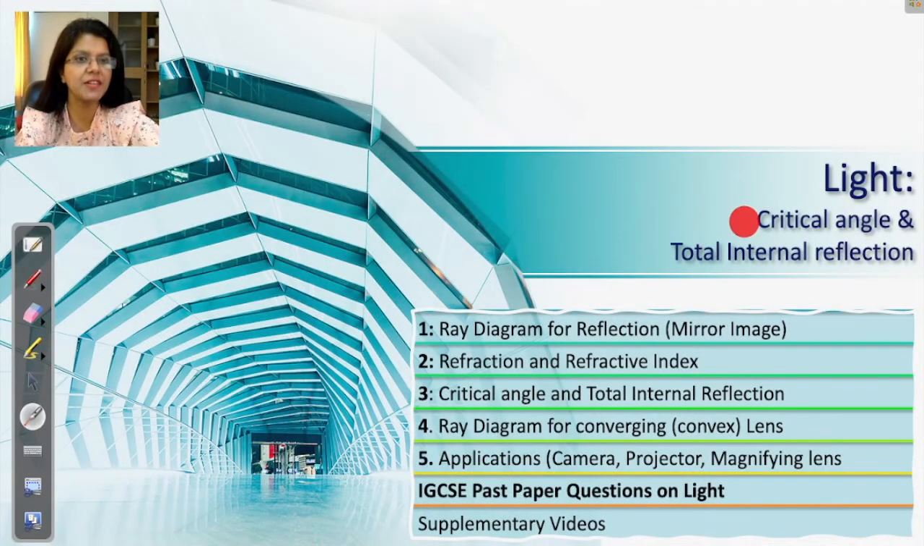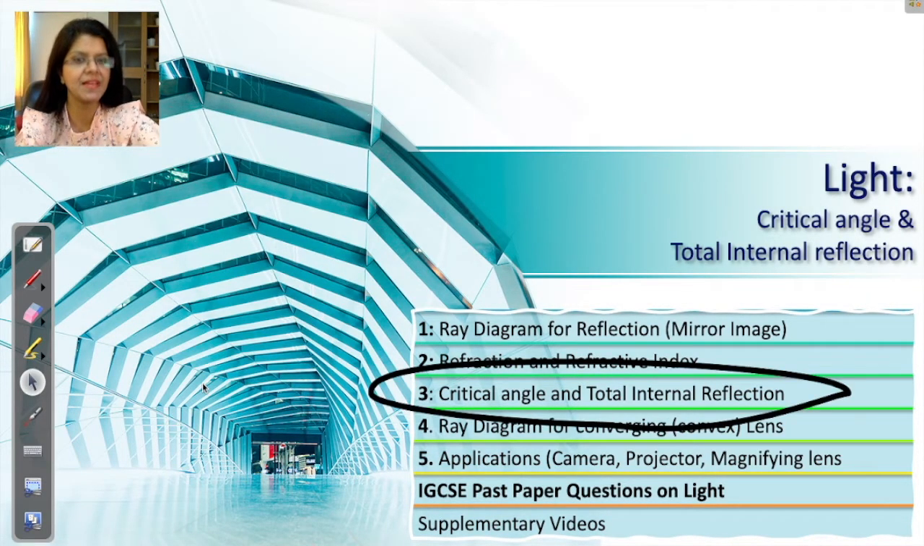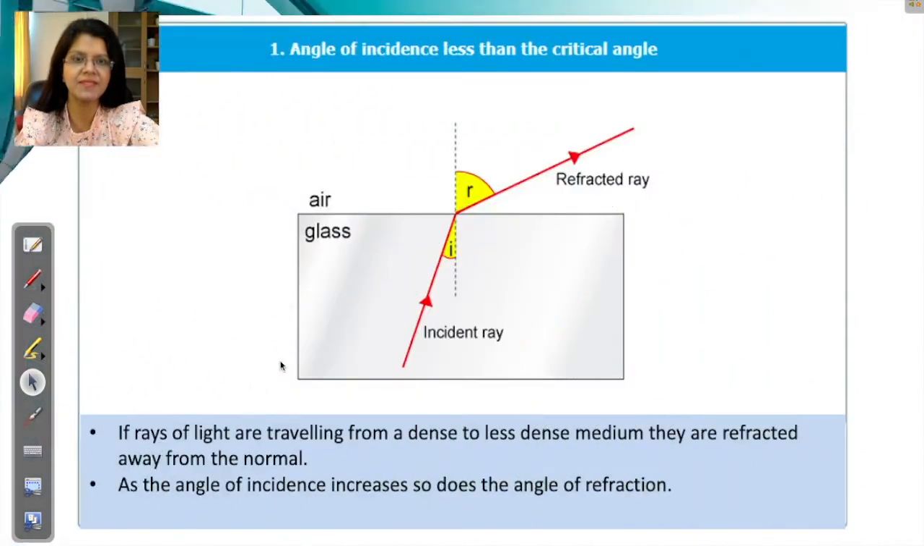In this video, we are going to learn about the critical angle and the total internal reflection. This is our video number 3 on the chapter light. Before this topic, we have already done the reflection by mirror and the refraction or the bending of light. So let's get started with this topic. Very relevant and very important topic.